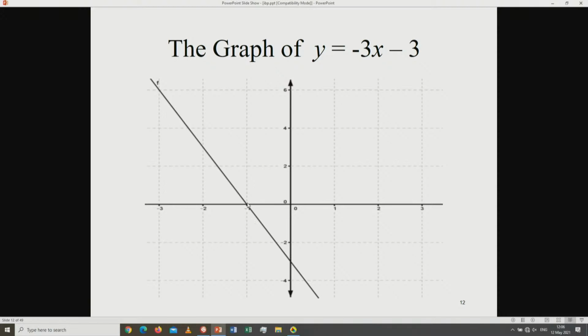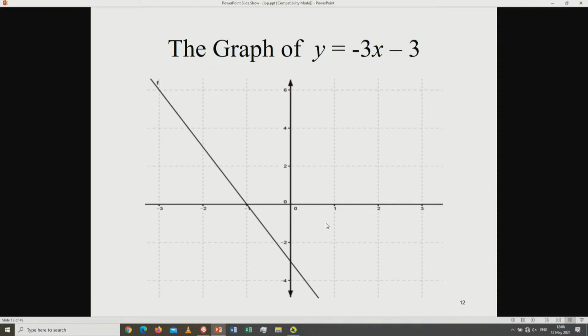But what is the x? The graph will cut the x-axis at -1. How did we get that -1? We said, okay, y is 0. Then we moved 3 on -3x to the other side. It becomes positive. Then we solved for x. That is why we have obtained that -1.